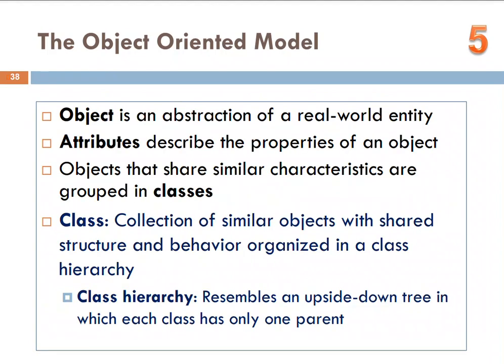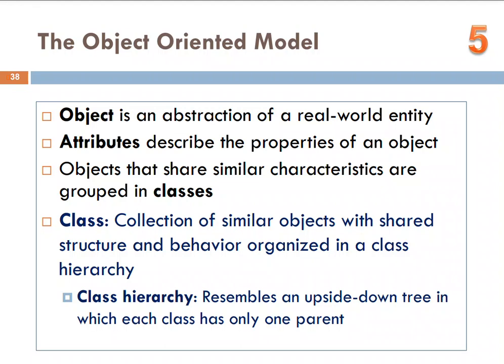So this is how they represent the object-oriented model. The first element is the object, which is an abstraction of a real world entity. We can say it tries to represent a real world entity in a simpler way. Then attributes describe the properties of an object. Besides objects, there are attributes. Objects that share similar characteristics are grouped in classes.